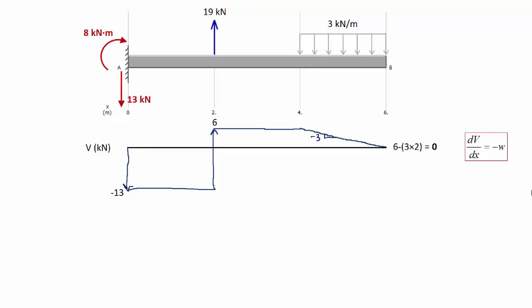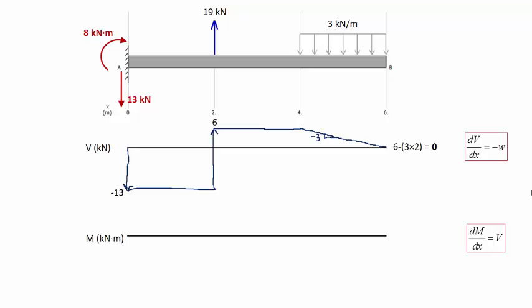Now that we have the shear force diagram, we can move on to the bending moment diagram using the relationship between bending moment and shear. So we know that the slope of the bending moment diagram is the shear force. So again, we are going to start at support A, and we will be looking at the shear force diagram to find out what is the bending moment diagram.